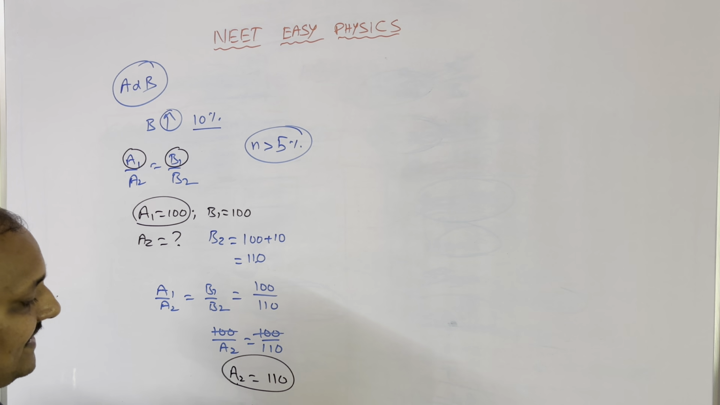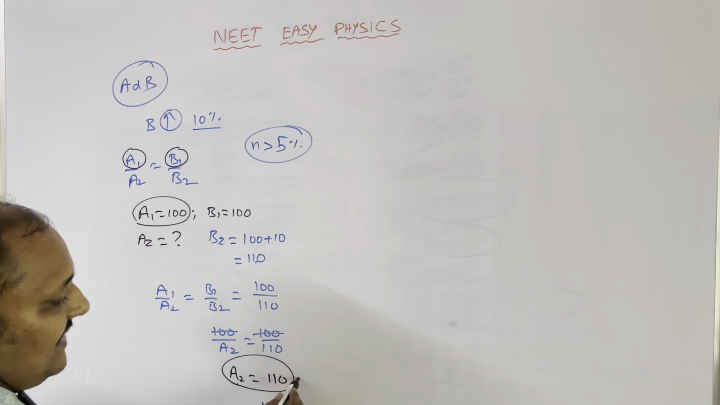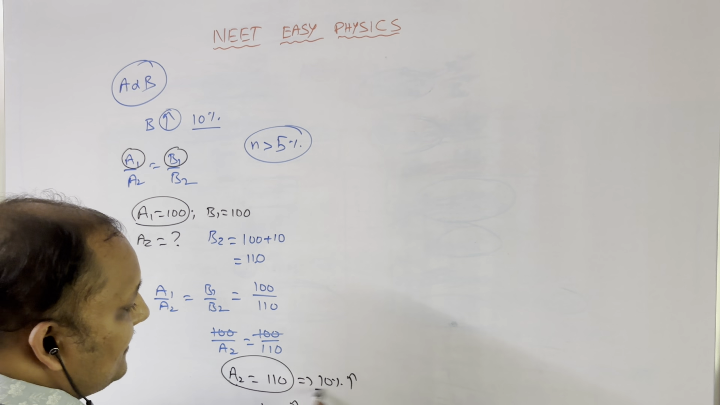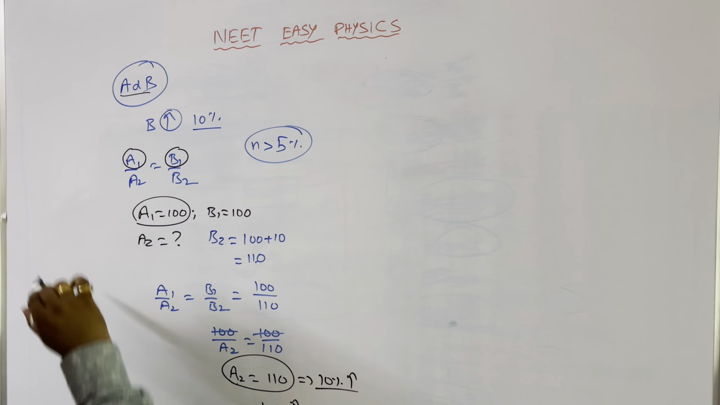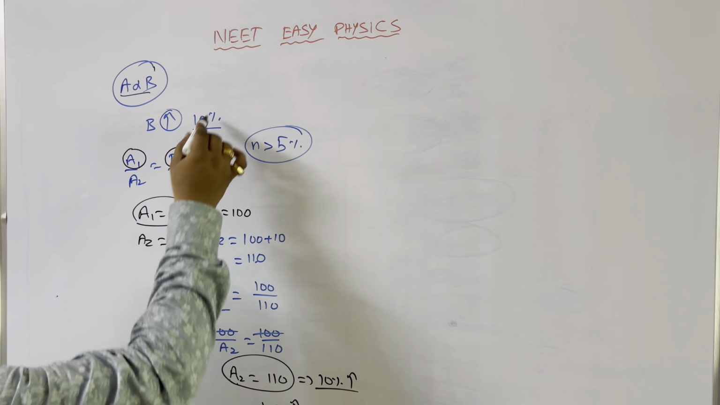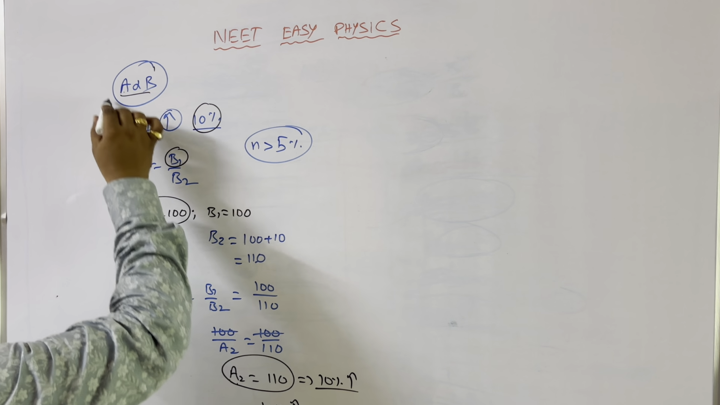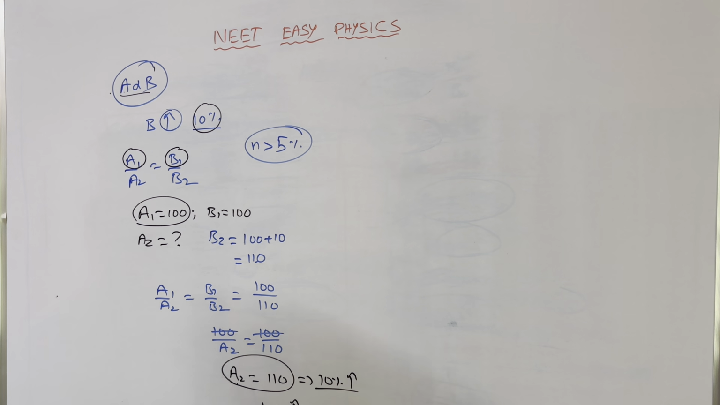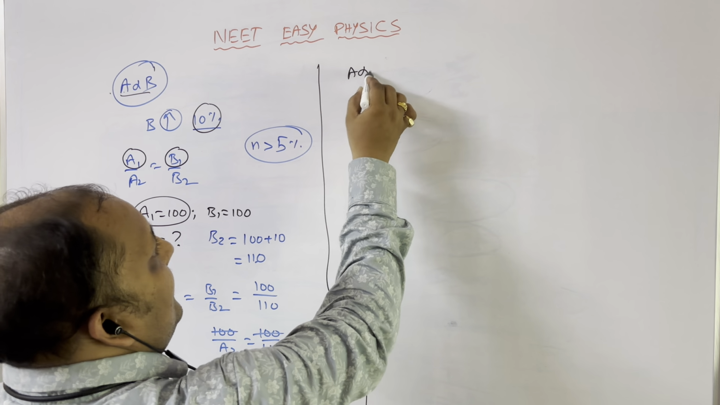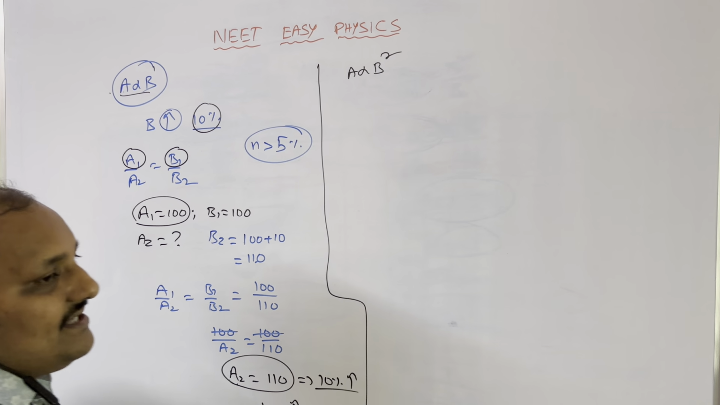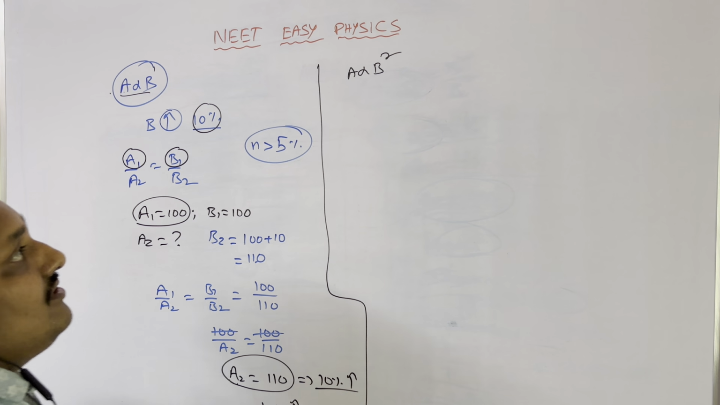Therefore, 10% increases. So you don't need to solve all these things. Whenever it is directly proportional, if B power 1 is there and it is increasing 10%, A will also increase 10%. So the problem will come whenever square is there. A is directly proportional to B square. Then how are we going to solve this?